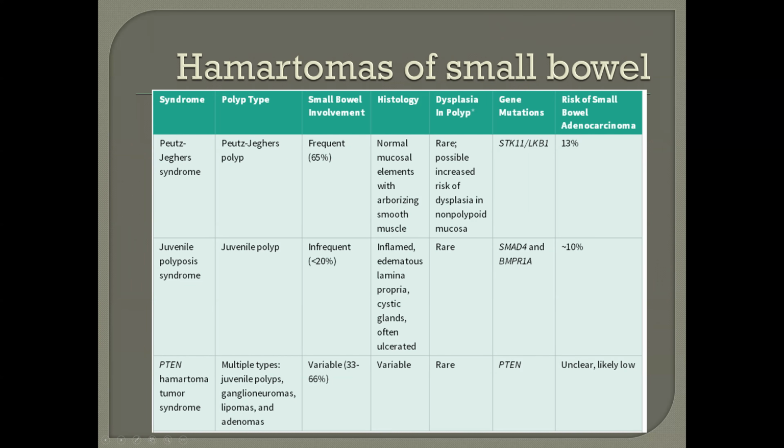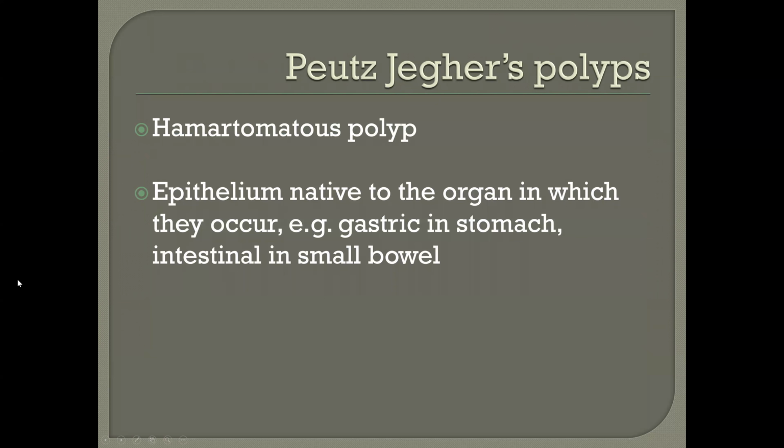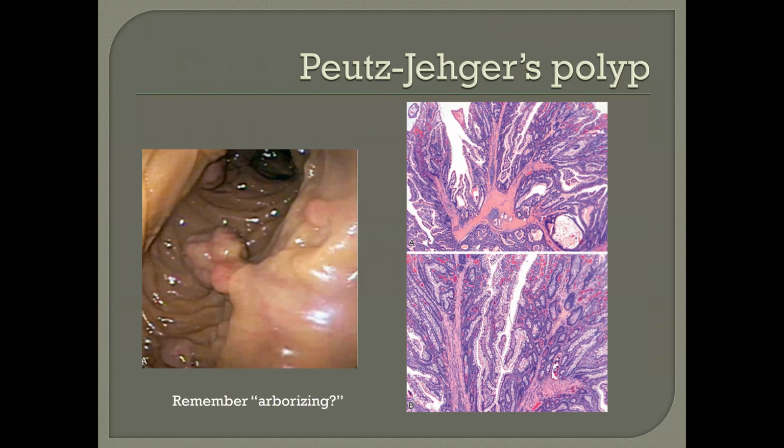So just touching on Peutz-Jeghers polyps, as I've already indicated, these are hamartomas with the epithelium native to that portion of the duodenum or portion of the bowel where they occur. Here's a nice gross photograph. They tend to be fairly large polyps by the time they're detected, often have a stalk, and that's because they will have this arborizing smooth muscle that grows out into the fronds of the polyp. Each of these lobules will have a central core of smooth muscle. So arborizing, that means tree-like.